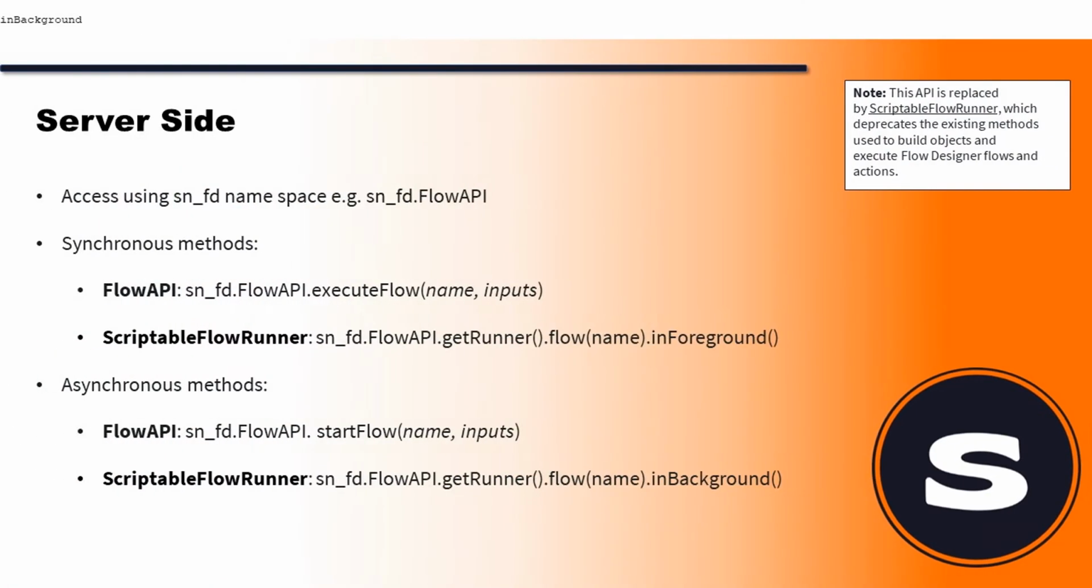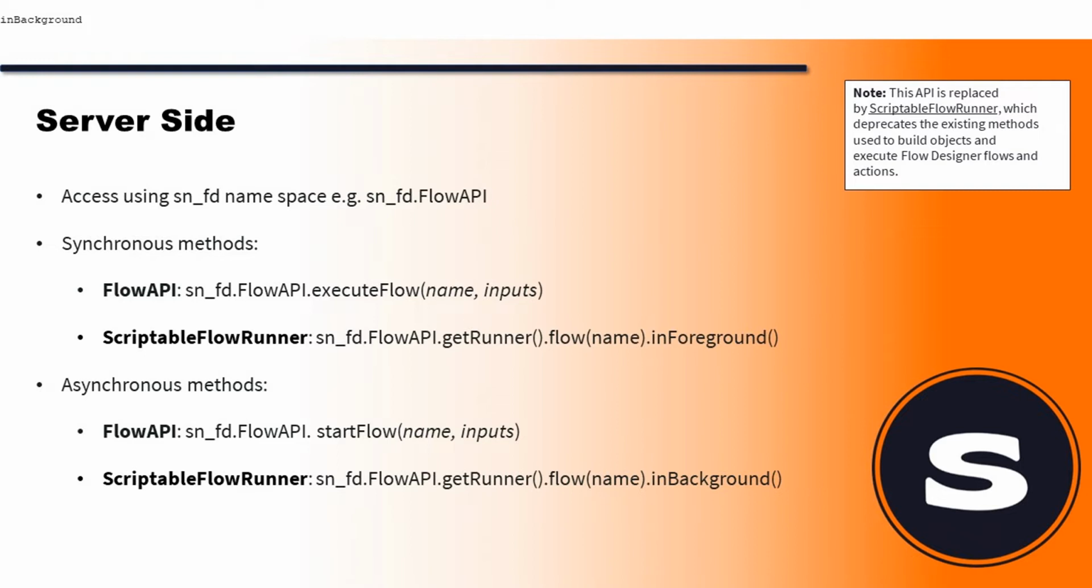Focusing down on the server side here. With the server-side API, we can access it using the sn_fd namespace, FD standing for Flow Designer, if you haven't guessed that yet. And there's the example, sn_fd.FlowAPI.